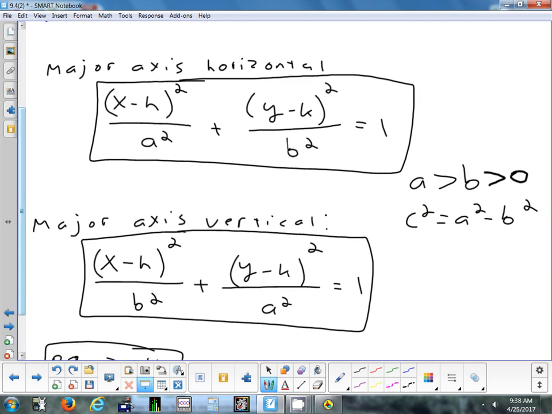So the only thing that's different is that minus H and minus K. That's what will shift your parabola up, down, left, and right. H will control movement left and right. K will control up and down. Another thing, H is always with X. K is always with Y.